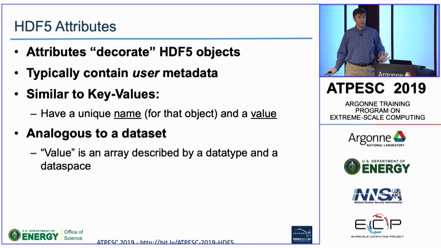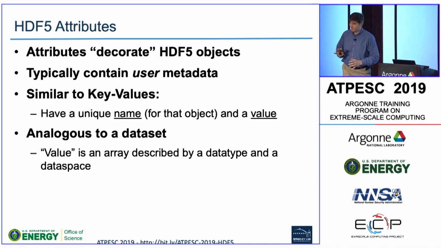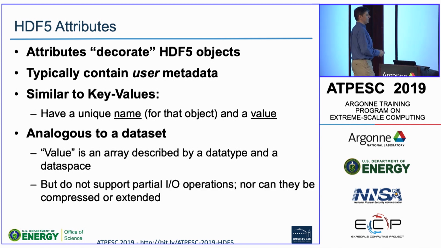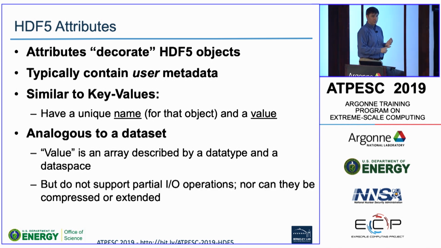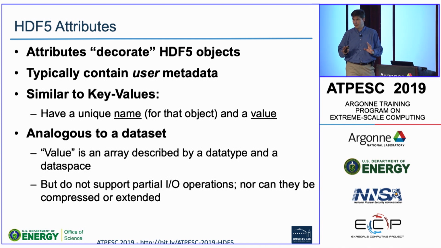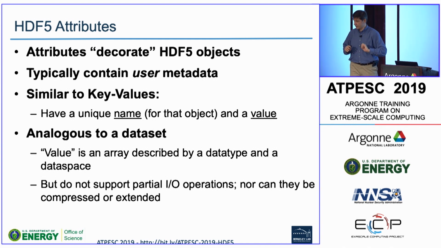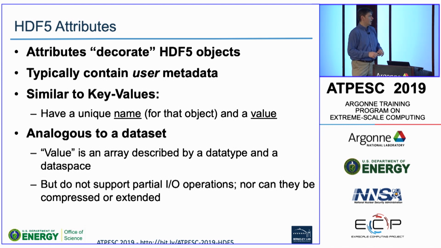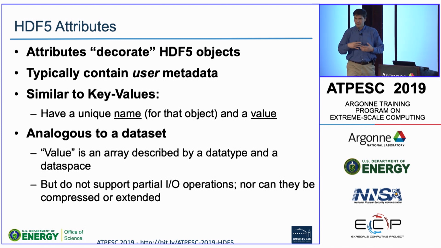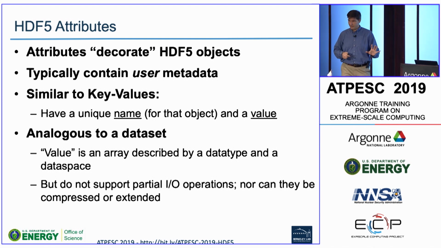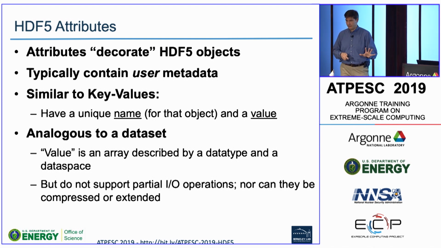They are designed to be small. You should not be shoving a gigabyte into your attribute. That's probably a data set. They don't support partial I/O because we assume they're small, right? This is like a 2x3 matrix that you just had as some kind of input parameter into your simulation. You just want to store it there as an attribute on the data set that generated the big data. And you can't compress or extend them. We don't expect people to do fancy things with them. They're just augmenting the existing scale data and data sets.